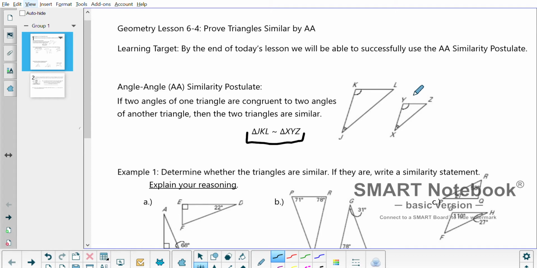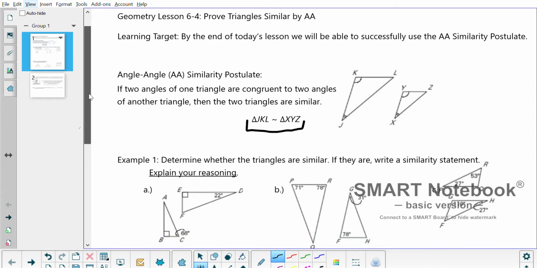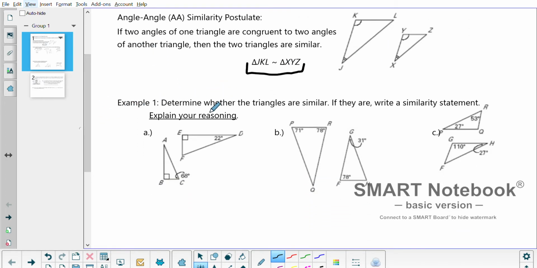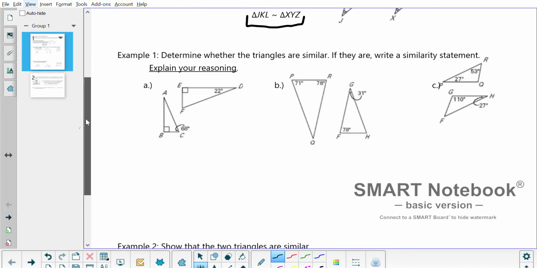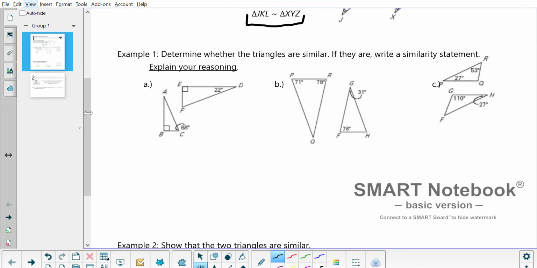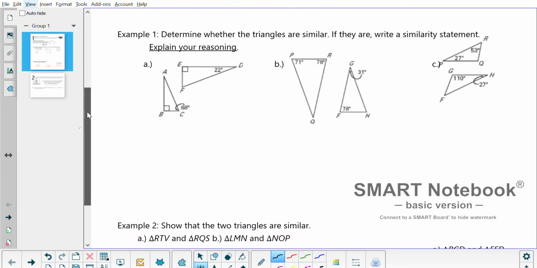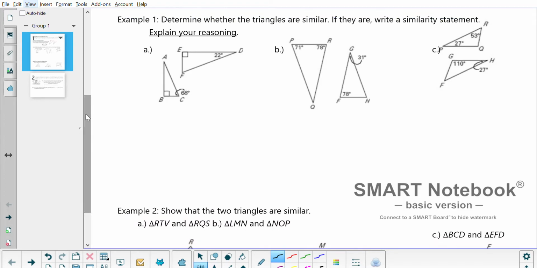It would also mean your corresponding sides are proportional. So in this first triangle, JK would be proportional to XY, KL proportional to YZ, and then ZX proportional to LJ. We can also say that these third angles are congruent by the third angle theorem that we learned in the first semester. So if we look at a couple examples here, not super tough stuff, just putting together what we were still working on before Christmas break.